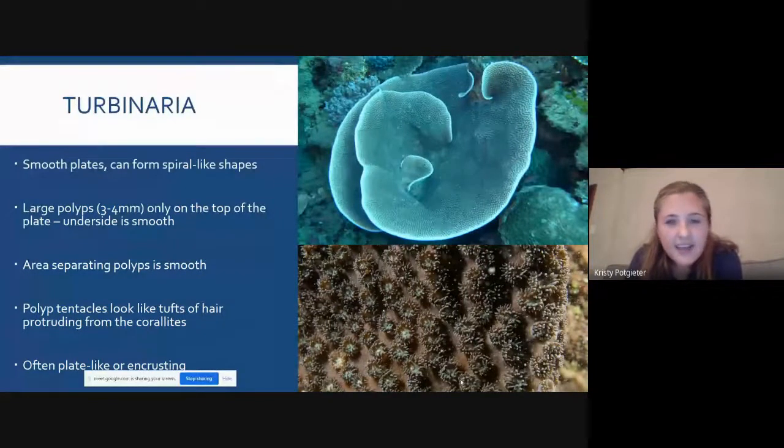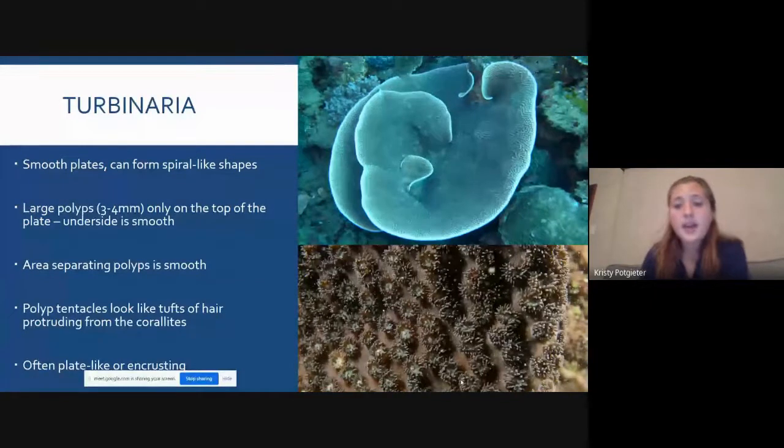Turbinaria, so these are kind of like our plate-like corals, or they kind of look like vases sometimes, okay? Sometimes they do form these swirly or spiral-shaped patterns. They've got quite big polyps relative to other corals, and you find those polyps only on the top of that vase. If you were to look at the side or the underneath of these colonies, it's going to look quite smooth. All the bumpy polyps are only on the inside of the vase, if that makes sense.